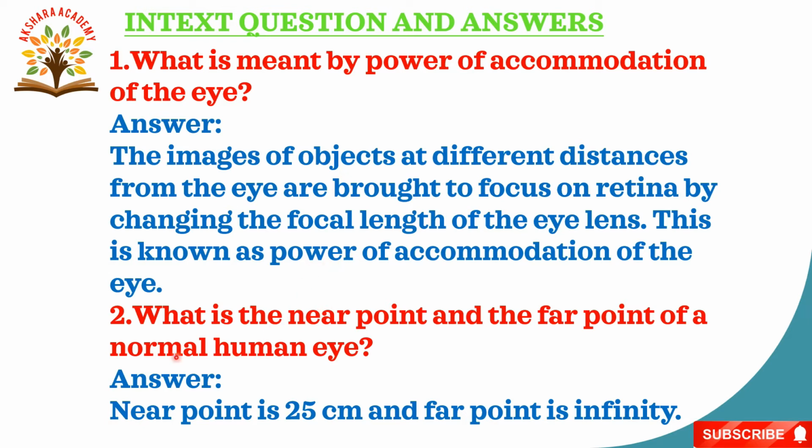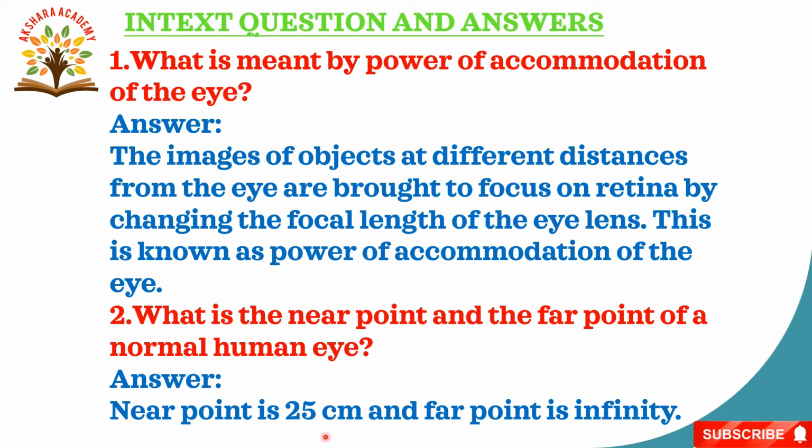Okay, next question. What is the near point and far point of a normal human eye? Near point is 25 centimeters and far point is infinity. Near point is the minimum distance at which the eye can see most distinctly without strain, called the least distance of distinct vision. This least distance is 25 centimeters. So, the near point is 25 centimeters.